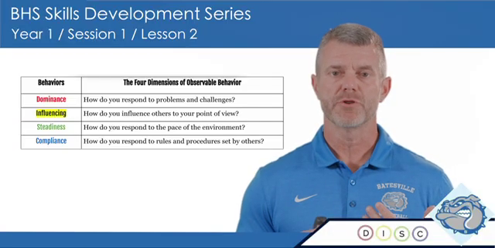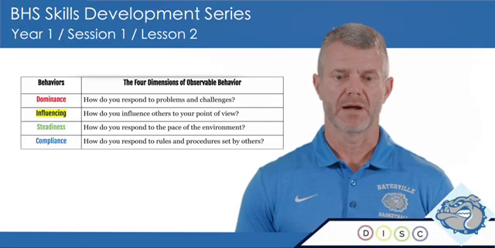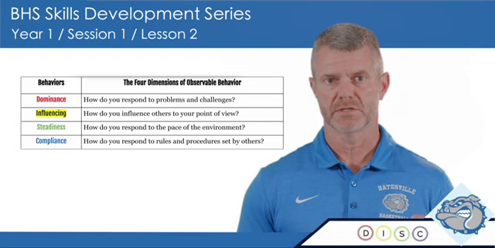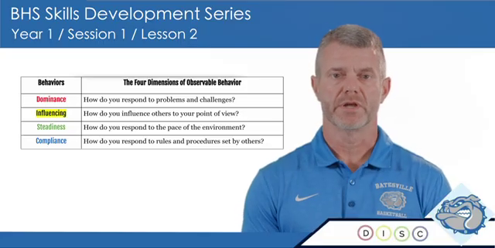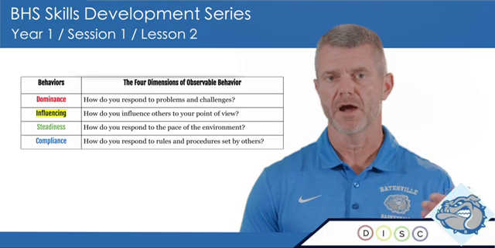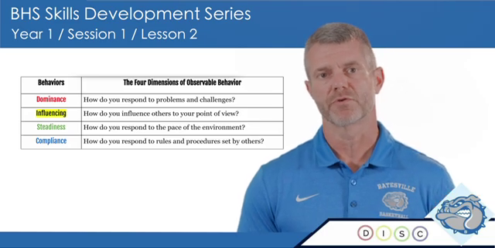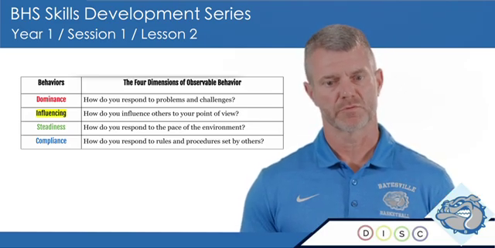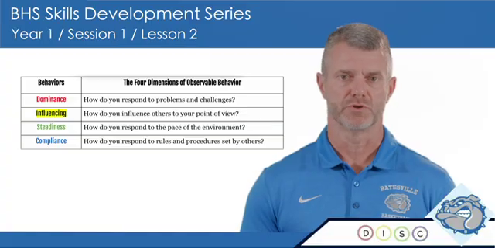For the D, how do you typically respond to problems and challenges? We have a high D response and a low D response. For influencing, how do you influence others to your point of view? So typically if you have a high I, there's some characteristics that we're going to explore. And if you're a low I, there's some characteristics that we're going to explore in response to how do you influence others to your point of view.